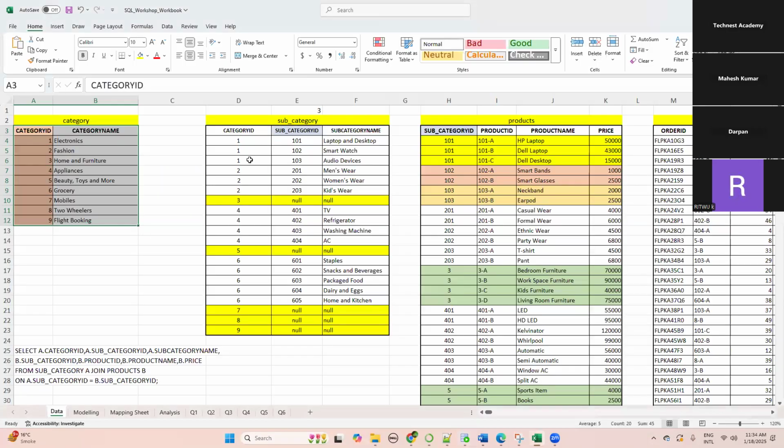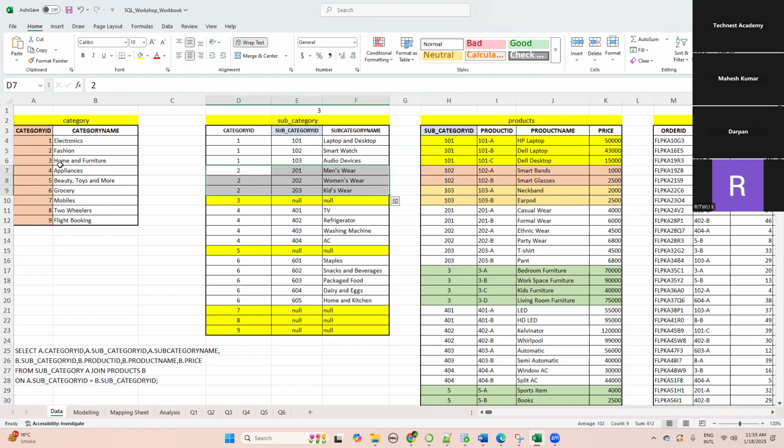Similarly, you have subcategory. Each and every category has a subcategory, like category ID 1, Electronics, it has a subcategory: laptop, smartwatch, audio devices. Category ID 2, fashion, has subcategories menswear, women's wear, kids wear. For category ID 1, subcategory ID is 101, 102, 103, like this. Similarly, for category ID 2, the subcategory is 201, 202, 203.